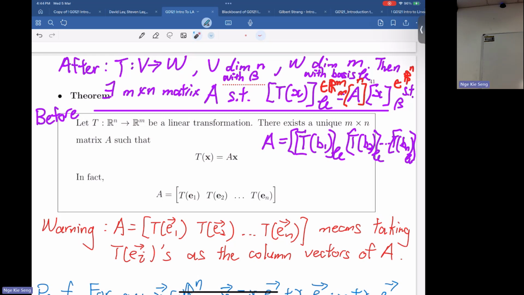Okay, if you take your B and C as the standard basis, you don't need the bracket anymore, right? Still remember last time we said x is equal to its coordinate vector in the standard basis. So if you take B and C as the standard basis, this is exactly what you have here. All the coordinate vectors disappear. Does it make sense?